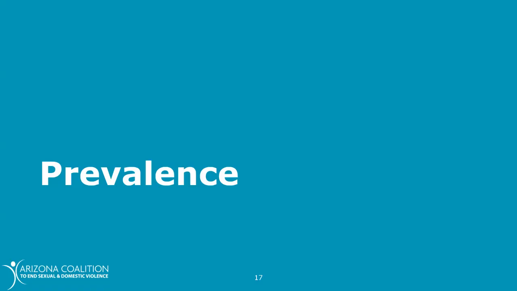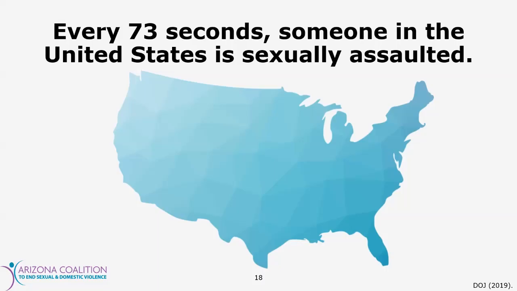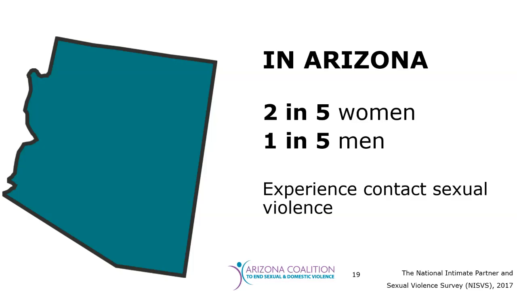Now we're going to get into the prevalence of sexual violence. So every 73 seconds, someone in the United States is sexually assaulted. And this is actually more frequent than the previous statistic that came from the Department of Justice. I believe before it was every 90 seconds. So it's happening more frequently. In Arizona, 2 in 5 women and 1 in 5 men experience contact sexual violence. And at the time, again, the survey was taken, these stats were higher than the national average.